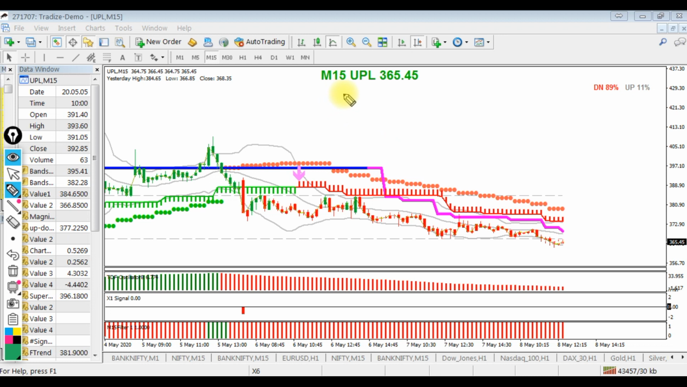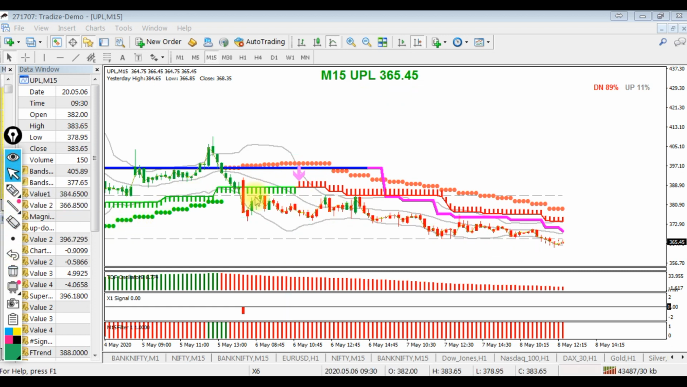This is UPL chart, 15 minutes time frame. You can see there is a sell signal here, and filter was red, candles were red. So you should have sold below this one. And let me see the level here. This level is, I think, 374. So at around 370, 350 we have sold, and now it is at 365. Of course, there is no big profit here because it was in strong uptrending mode earlier.